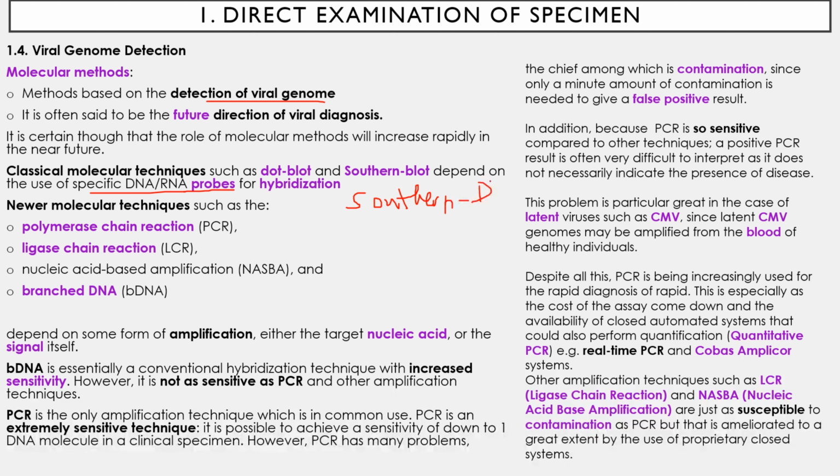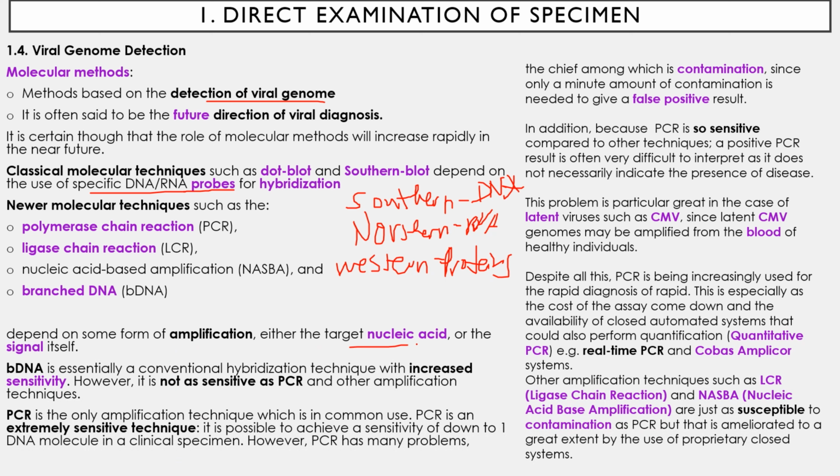Southern blot would be used for DNA. Northern blot would be used for your RNA, and yung Western would be used for proteins. So take note of that. Now, newer molecular techniques would include your PCR, LCR, NASBA or nucleic acid based amplification, and yung branch DNA assay. Now, all of this would depend on some form of amplification.